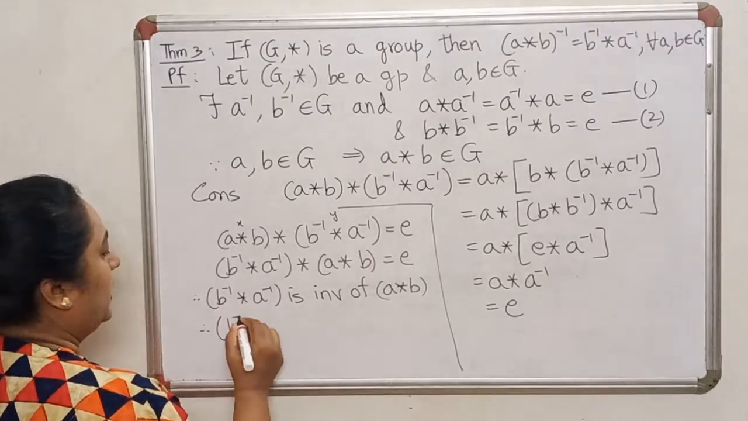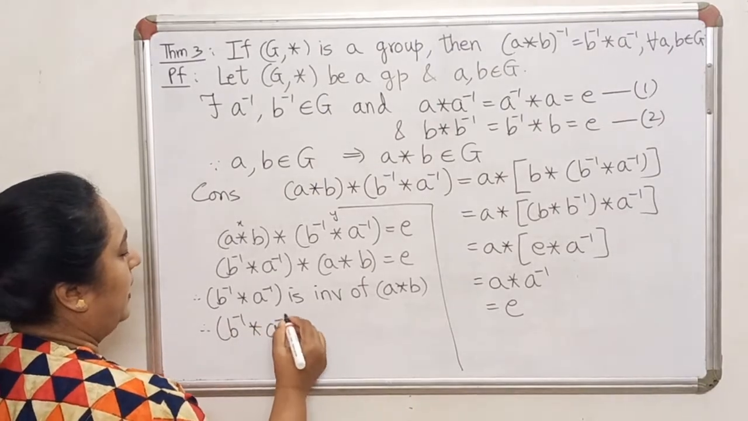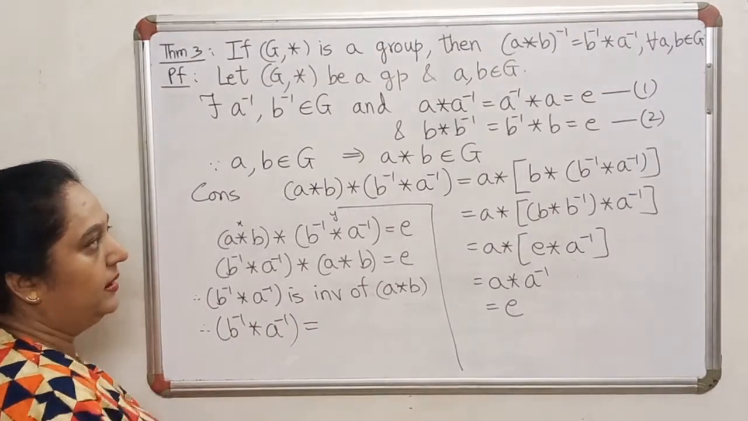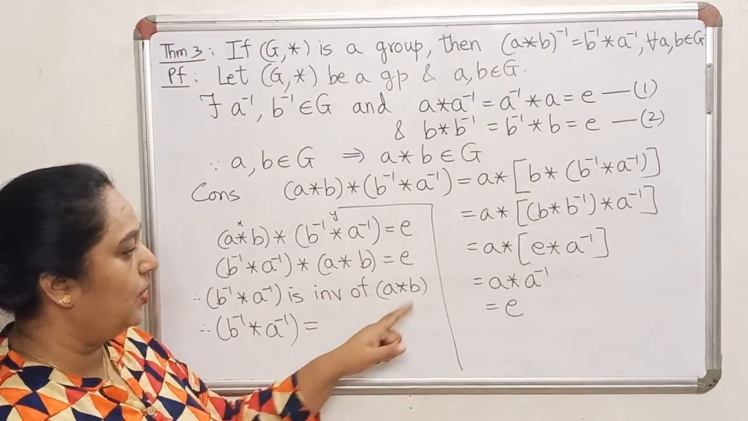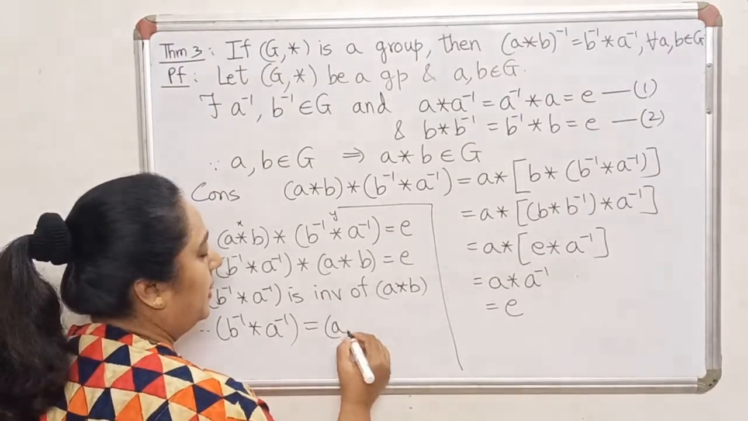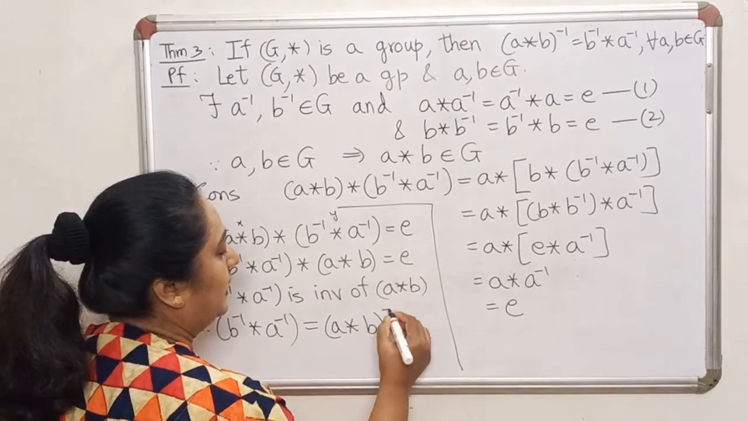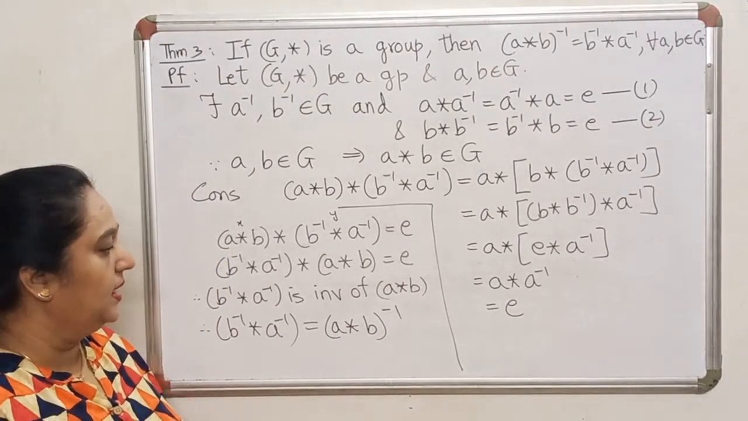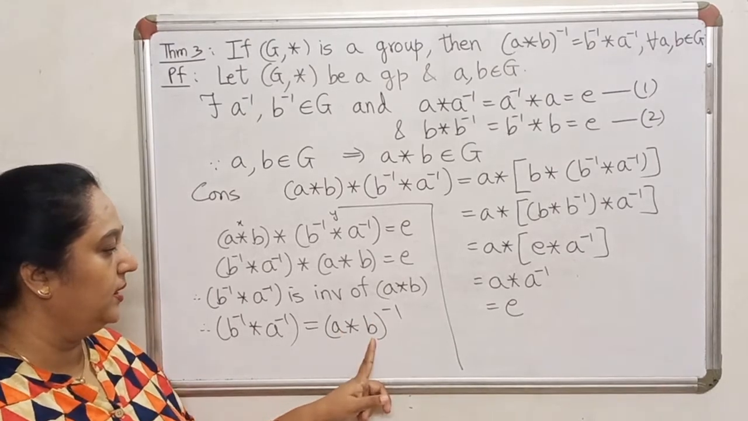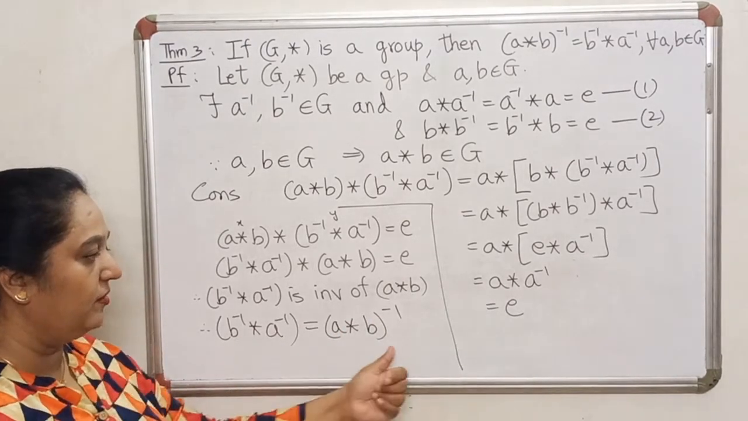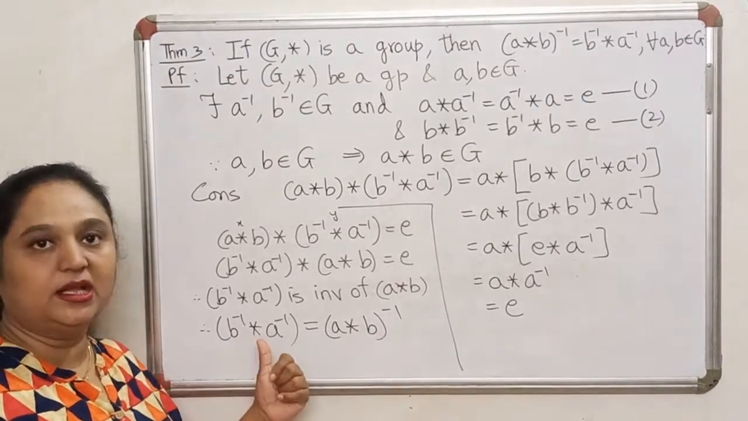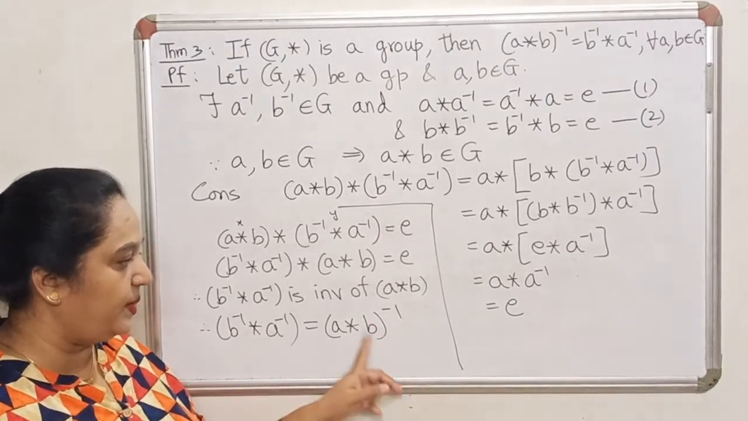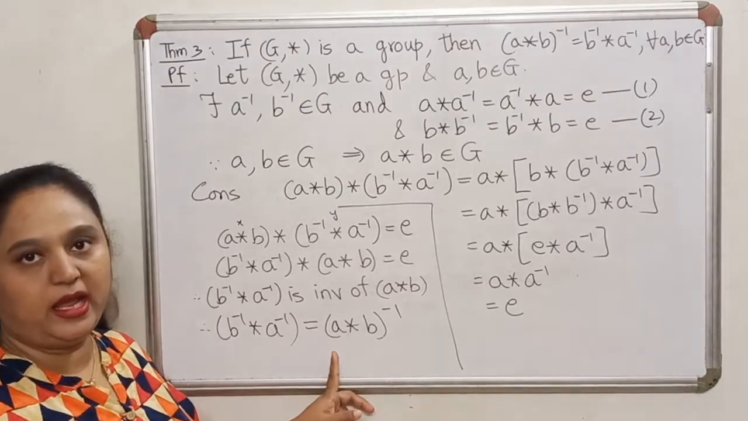So we get (A star B) inverse is equal to B inverse star A inverse, and recall that notation: the inverse of an element is written as that element raised to -1. And that gives us the result that the inverse of the product is equal to the product of the inverses, but taken in the reverse order. So (A star B) inverse actually becomes B inverse star A inverse.